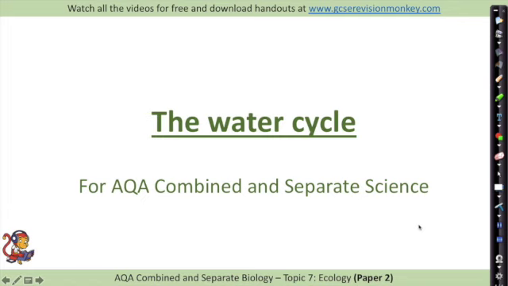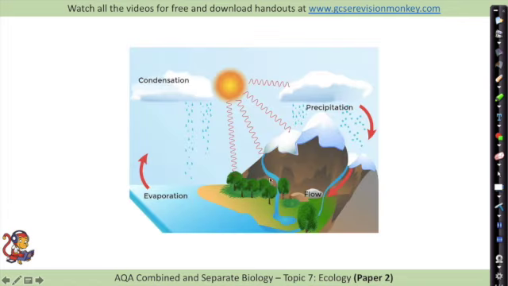We're now going to look at the water cycle. The water cycle basically explains how on Earth the water is constantly cycled around and reused. So there's some important key words. First of all, evaporation. So this could be water evaporating from the sea, for example.